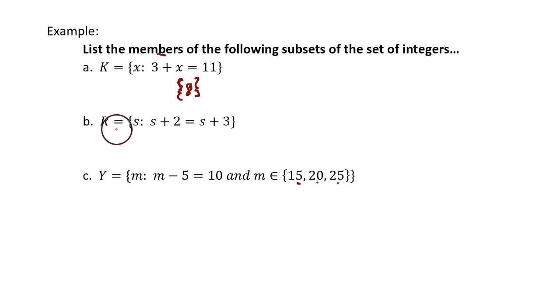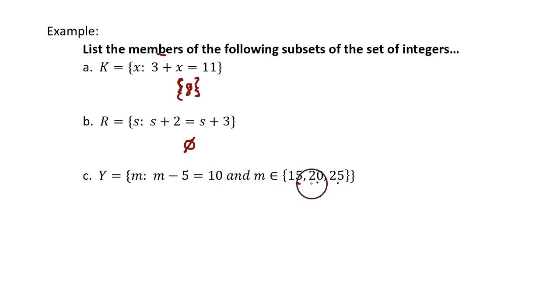Question B, R equals the set of numbers S such that S plus 2 equals S plus 3. What is the solution for S? This time there is no number that can work, so you write empty set. There's no number you can substitute for S and add 2 to it and get the same result as adding 3 to S.